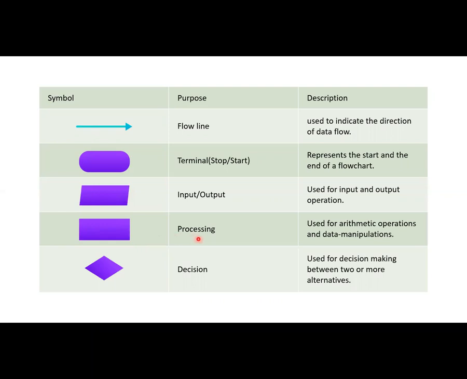The fourth one is the rectangle, which we use to indicate arithmetic operations and data manipulation. And the last one is the decision box. We use the decision box when making a decision. These are the basic symbols.